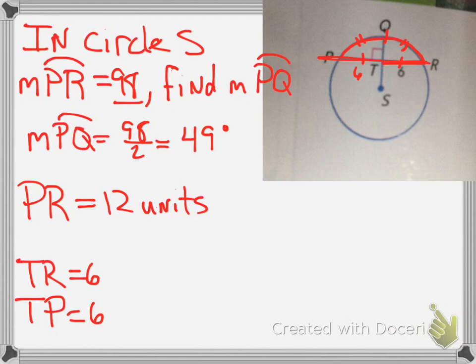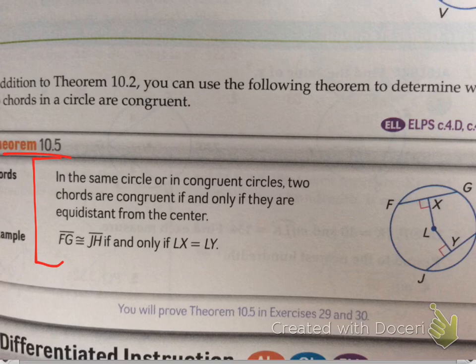Next theorem. In the same circle or congruent circles, two chords are congruent if and only if they're an equal distance from the center. So now we're also saying that these things are an equal distance from the center. So not only if two chords are congruent, that means they are also an equal distance from the center. Wow! So let's look at that part, shall we?